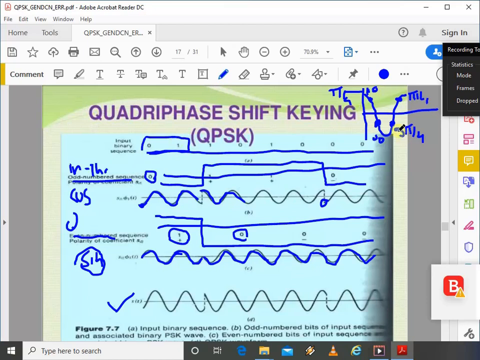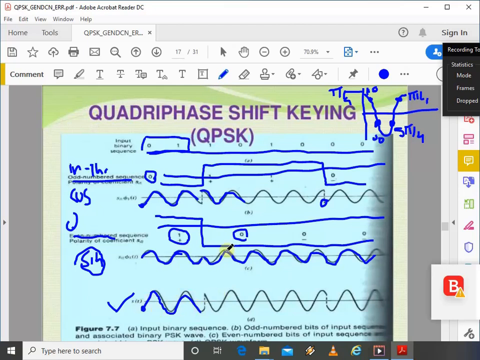For 01, what we will do? The QPSK signal should start from this point. So it is starting from 5 pi by 4. Just see that. For 01, we always use a phase of 5 pi by 4. It should start from here. So 2 cycles. Okay, this is pi. Again here to here, this completes.